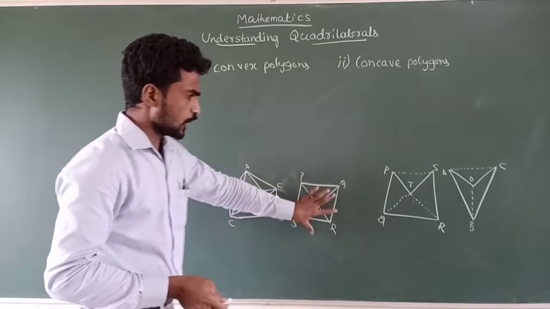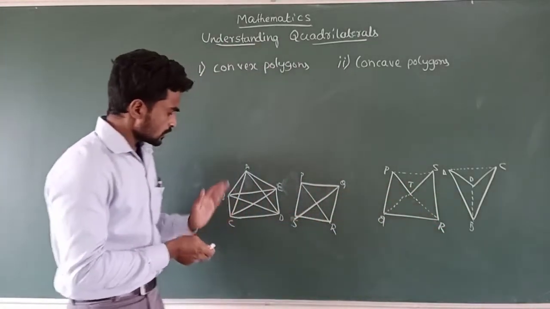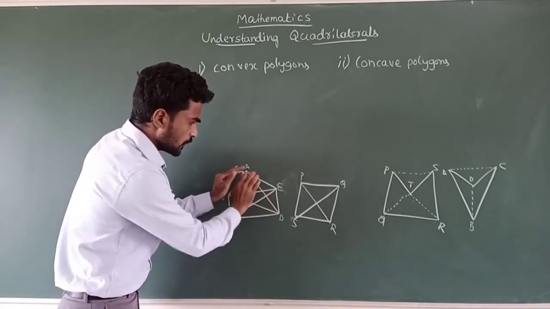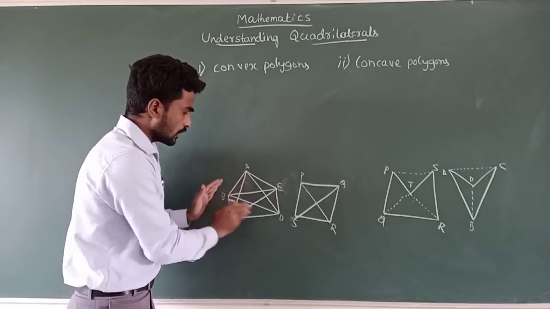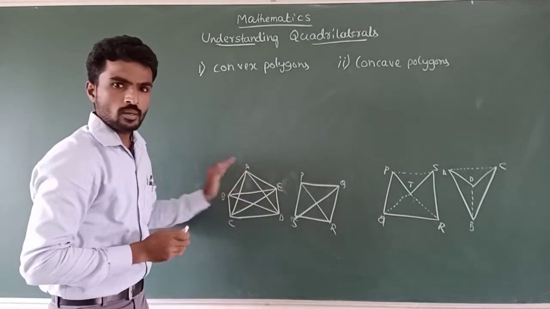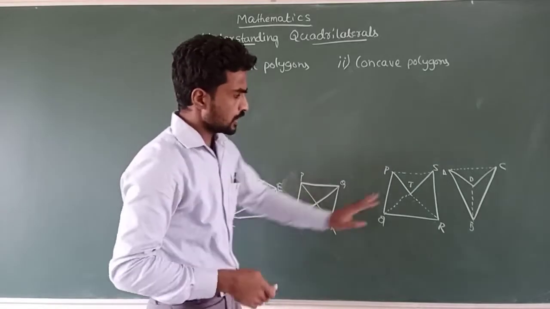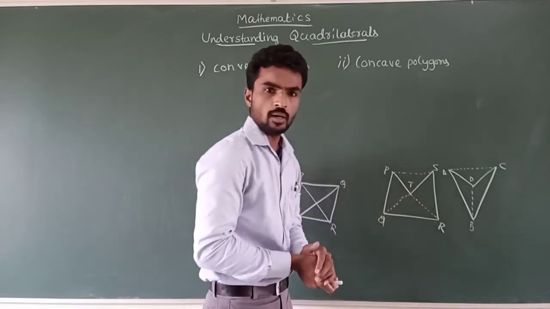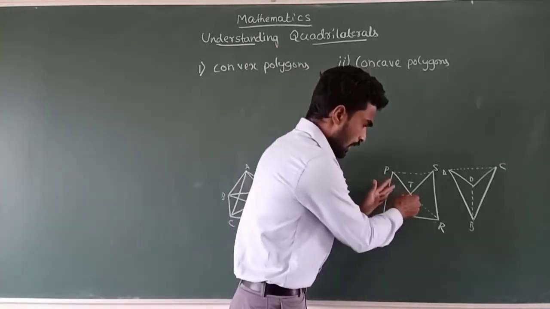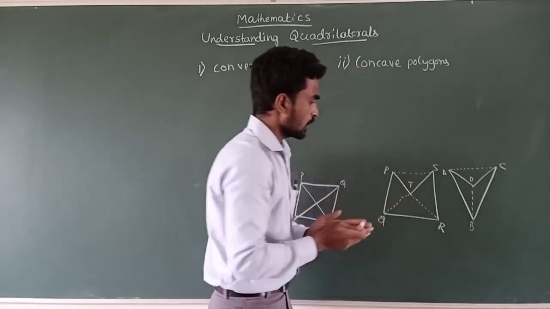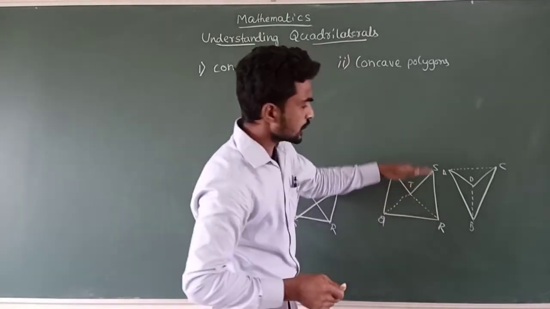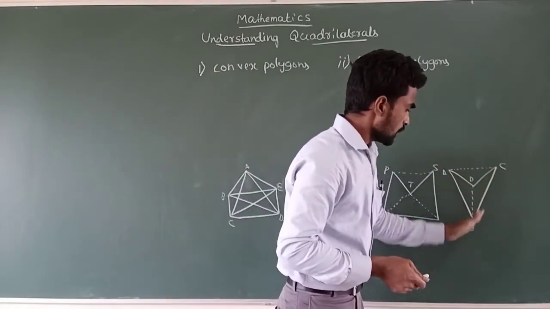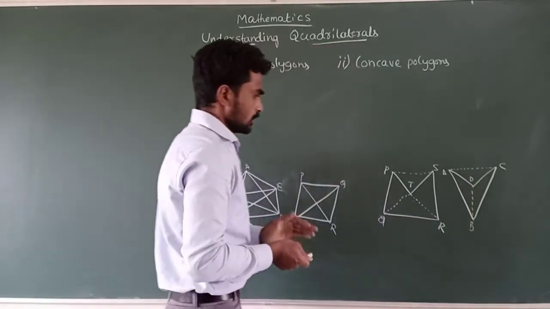Now observe these diagonals in these figures. Just observe in this figure, all diagonals are in between the polygon, which means all diagonals are interior in these polygons. Here also the same. But here two diagonals, TR and TQ, are in the interior of this polygon, but PS is outside the polygon. Here also AC is outside the polygon, but BD is inside the polygon.